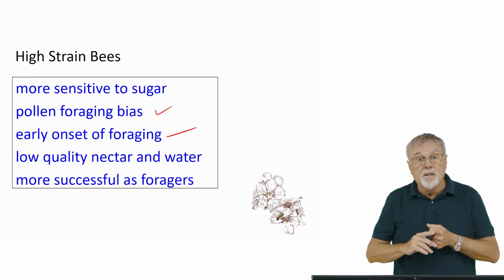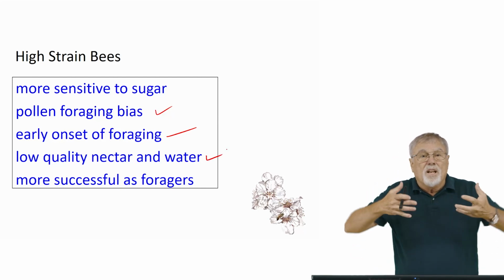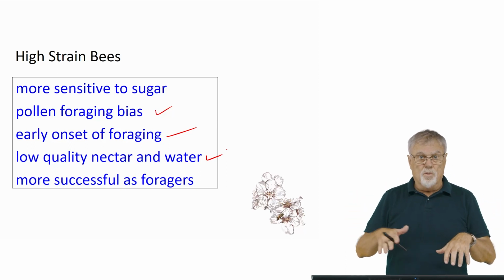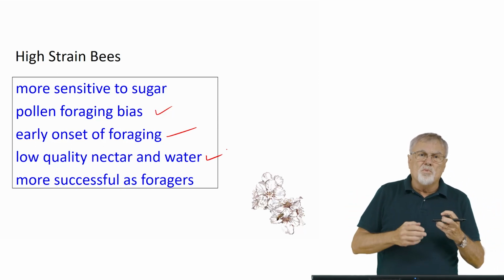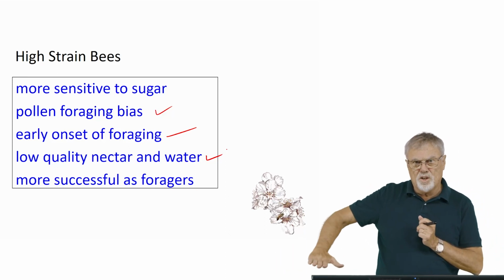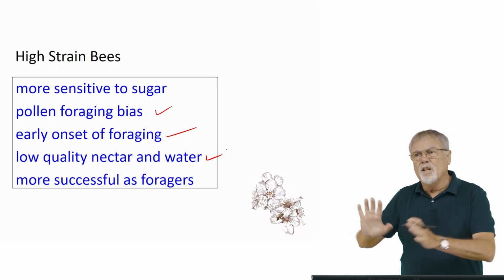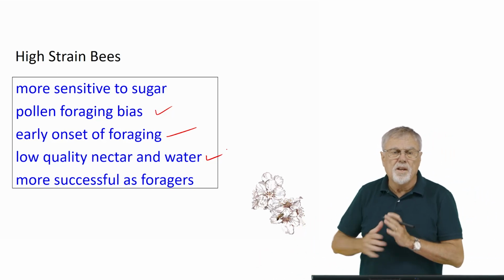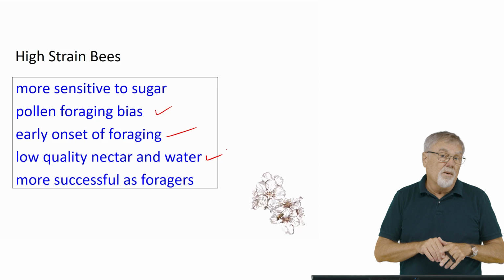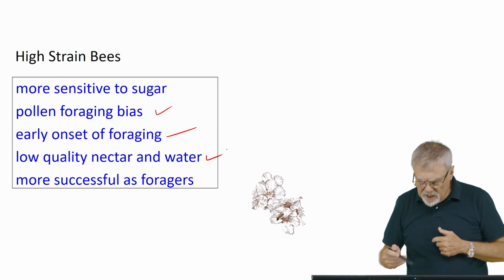in the low-strain bees. When they collect nectar and water, they will collect lower quality nectar and water, meaning that their response thresholds to the nectar are such that they respond to lower concentrations of nectar and water, and when they're foraging, they will actually collect lower concentrations of nectar and also collect water when they're on foraging trips. And they're also more successful as foragers.